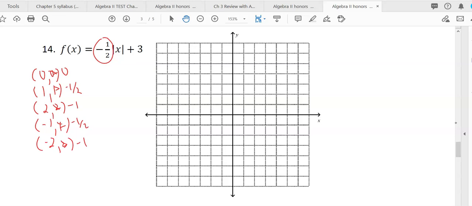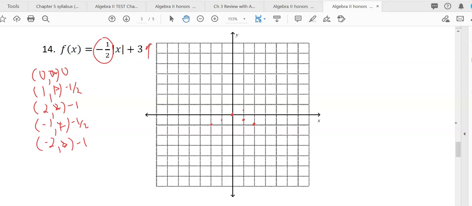So to plot those points, 0, 0, 1, negative 1/2, that's kind of hard to plot, somewhere in there. I'm sorry, it's down here. Sorry, I went the wrong way. So 2, negative 2, something like that. Those 5 points are kind of opening downwards, but very wide.